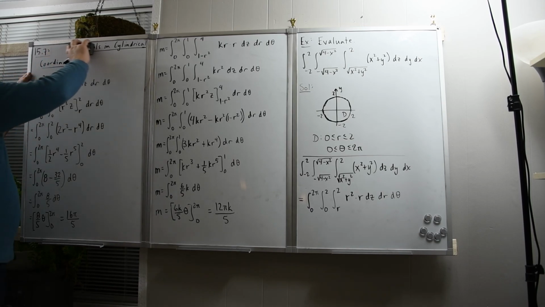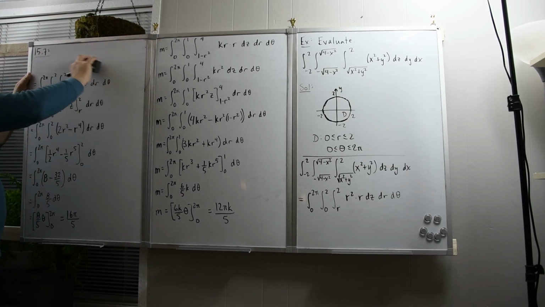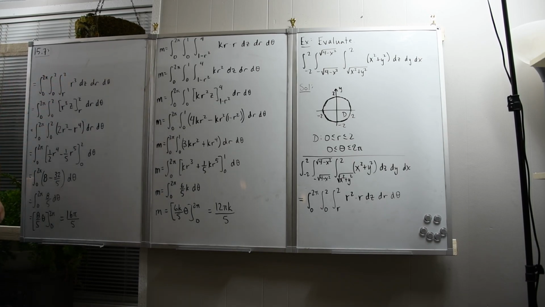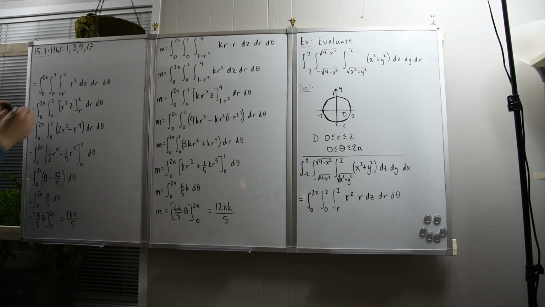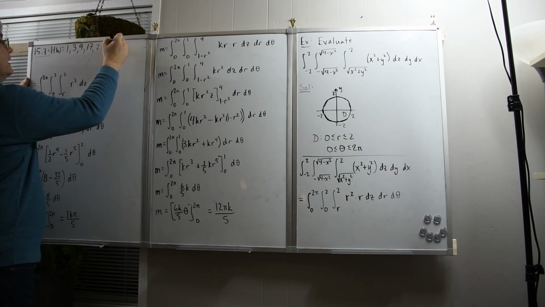And with that, I have some recommended exercises I'd like to give you from 15.7. And those exercises are 1, 3, 9, 17, 21, and 29.